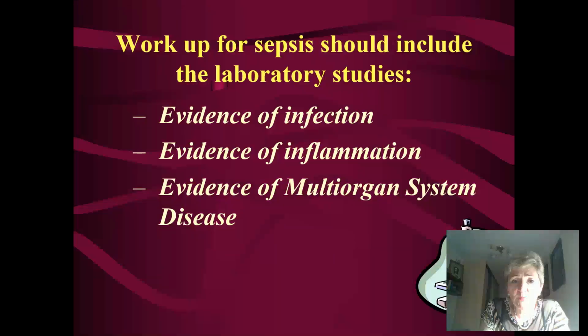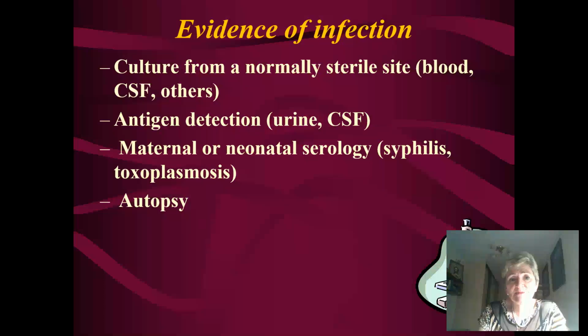Now we discuss evidence of indexes that indicate infection: evidence of infection, evidence of inflammation, and evidence of multi-organ system disease. Evidence of infection. What helps confirm infection in the organism? Culture of normally sterile sites. Culture of blood, CSF, and others.